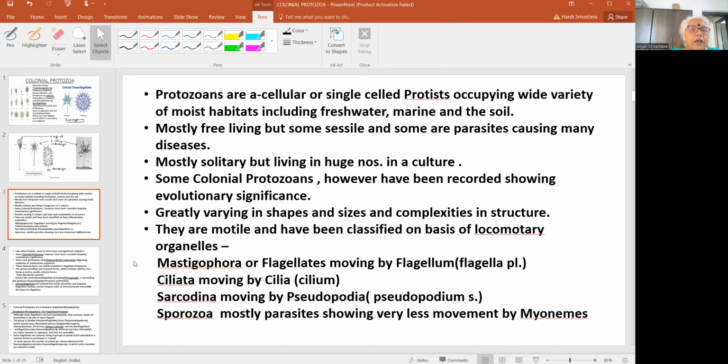However, we are here today concerned with the colonial protozoans which are truly living in a colony. They live together, like a member, and that is called the colonial forms.